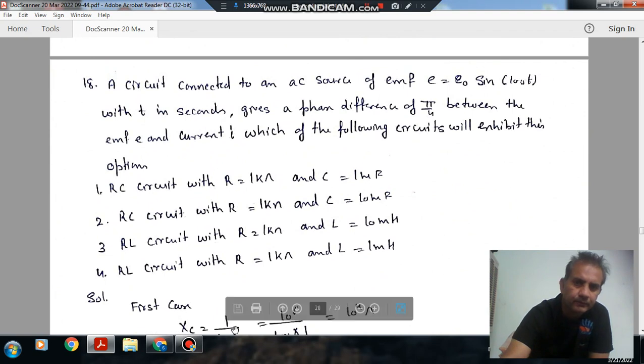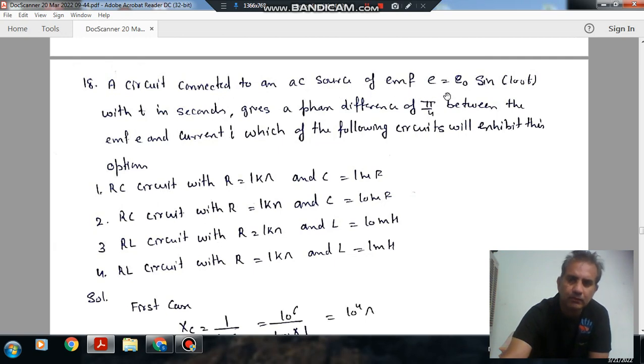Next, a circuit connected to an AC source of EMF E is equal to E naught sin 100 t, with t in second, gives a phase difference of pi by 4 between EMF and current I. Which of the following circuits will exhibit this?